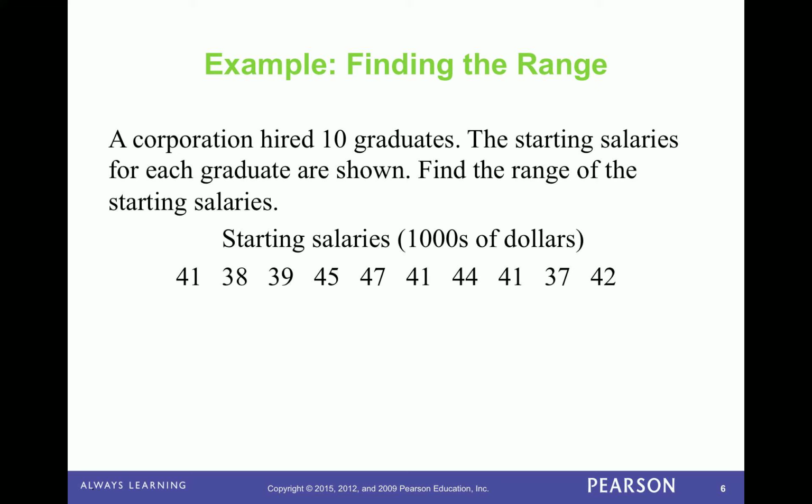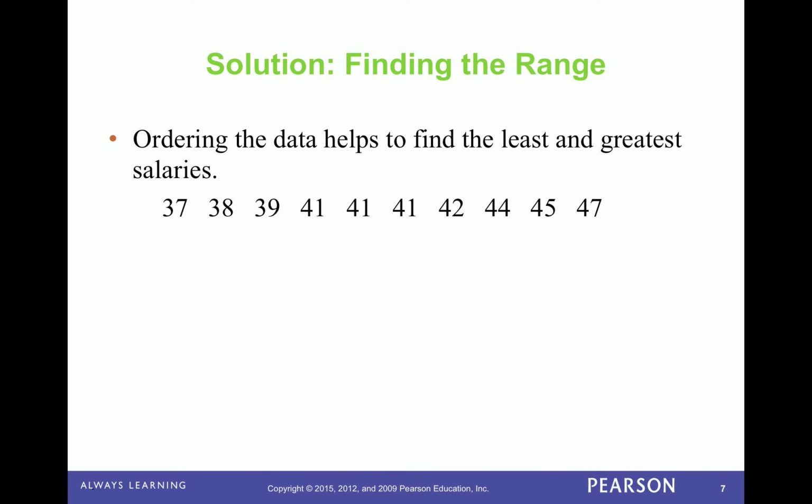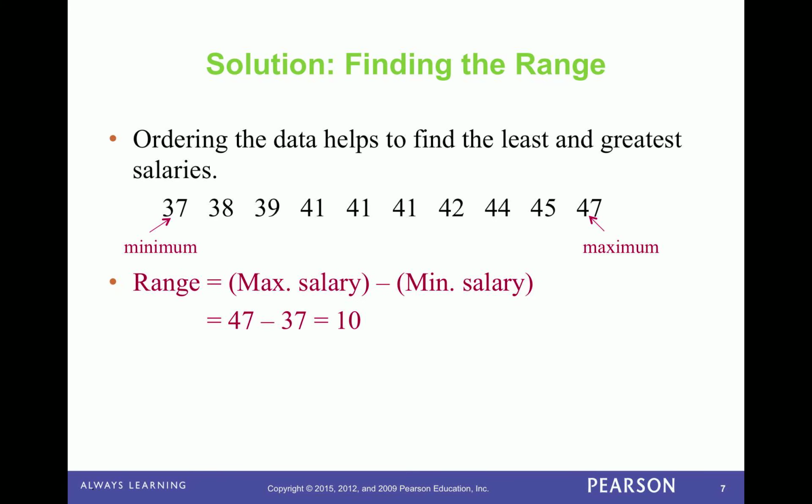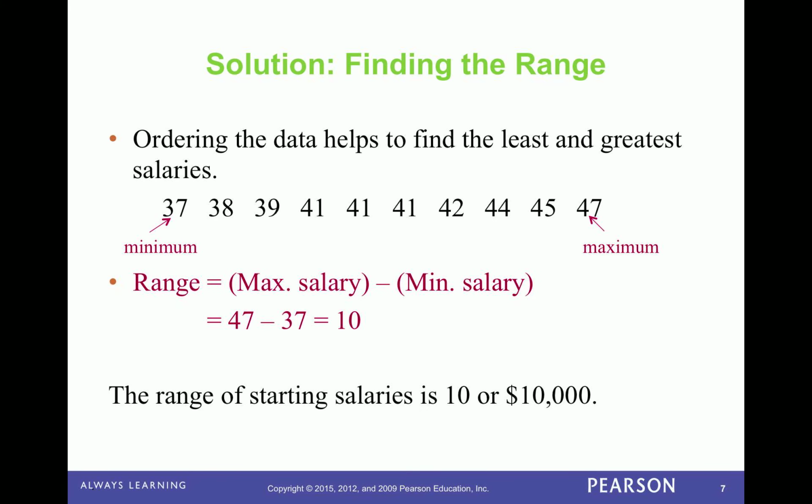So here's an example. A corporation hired 10 graduates. The starting salaries of each graduate are shown. Find the range of the starting salaries. Well, the best way to do this would be to rank order them. So we rank ordered them. The range is 47, which is the largest, minus the smallest, 37. So the starting salary range is 10. 10 in thousands represents $10,000.